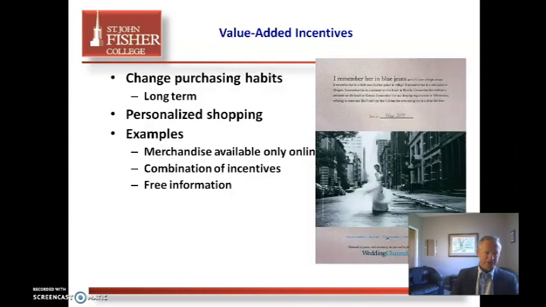And then finally, value additive incentives, and I think Amazon does a real nice job with this. Personalized shopping, buy with one click, merchandise available only online, a combination of buy it online and pick it up in a store, or buy it online and get it shipped right to you. All those different things are value add incentives. So those are really the 3 types of incentives for online shopping. Please make sure that you know those.